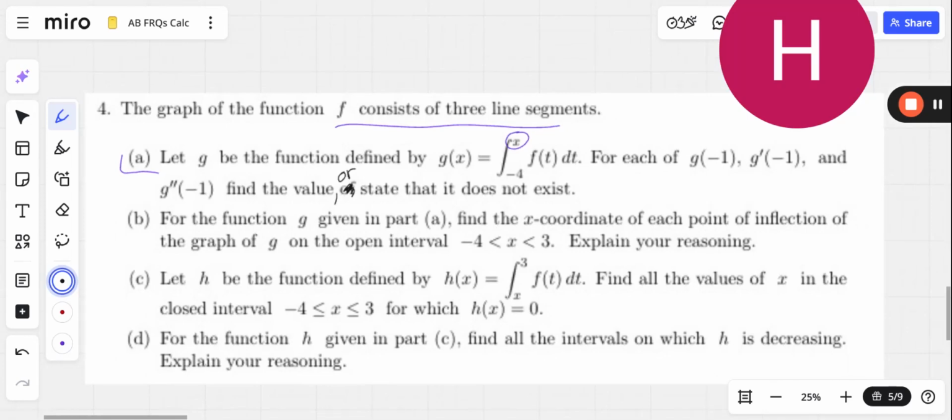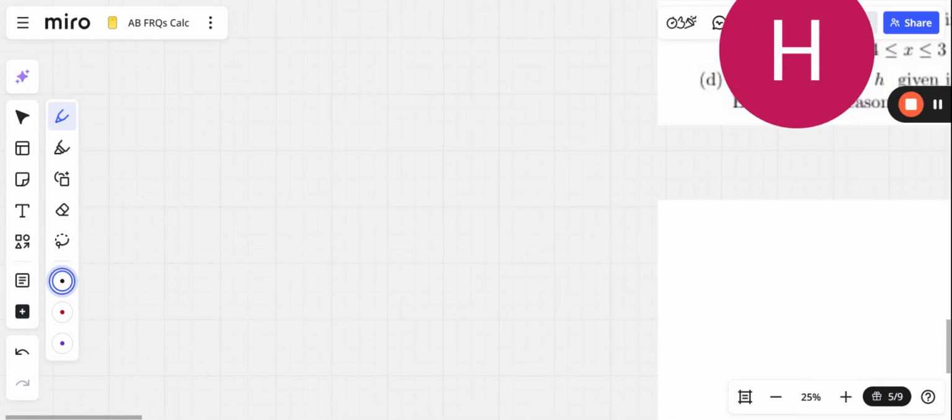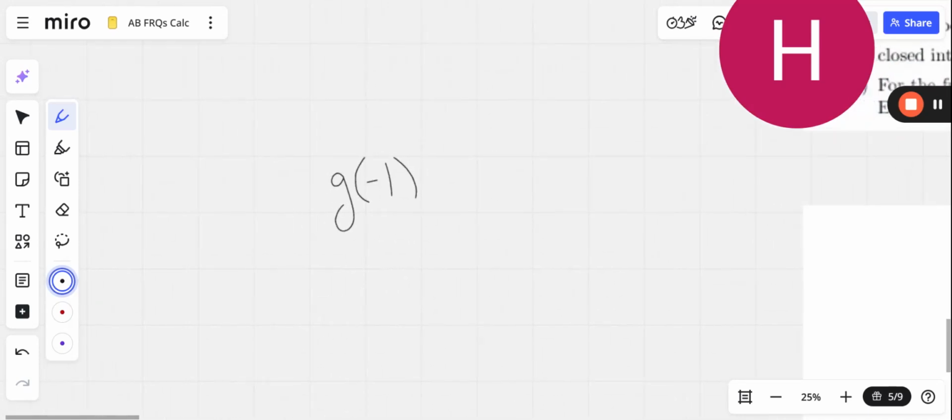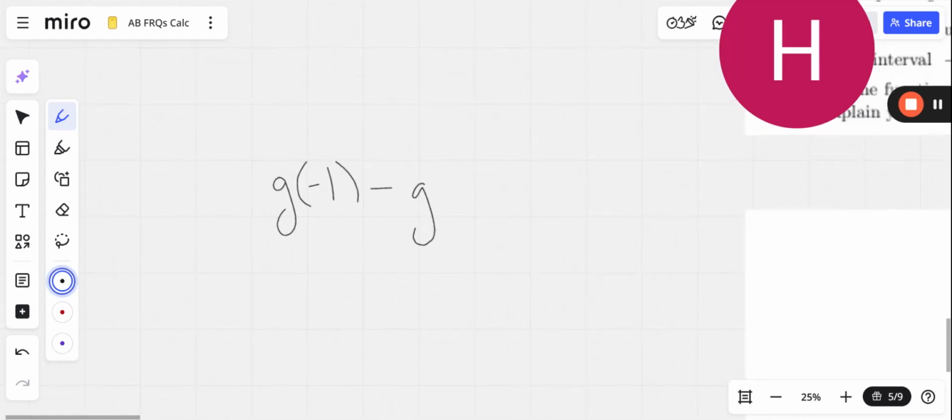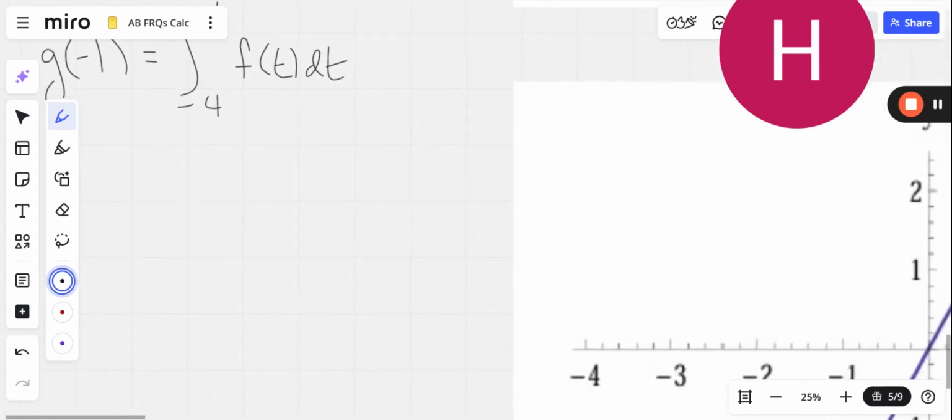So let's get started with g of -1, shall we? It's pretty easy. G of -1, we're going to find that by using the Fundamental Theorem of Calculus. We can say that g of -1 minus g of -4, oh, well, really, it's just the integral from -4 to -1 of this graph. So let's go ahead and find that. Pretty straightforward.